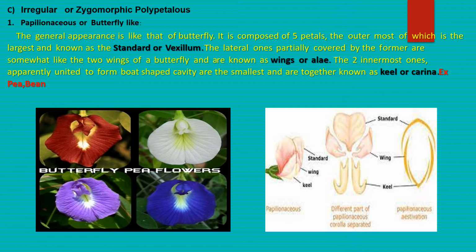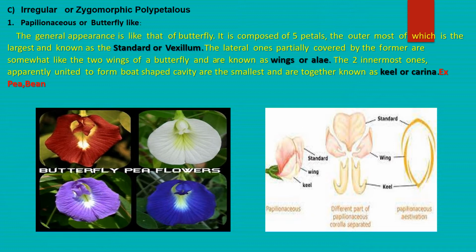It is composed of 5 petals, where the outermost of which is the largest and is known as standard or vexillum. The lateral ones, partially covered by the former, are somewhat like the two wings of a butterfly and are known as wings or alae. The two innermost ones, apparently united to form a boat-like cavity, are the smallest and are together known as keel or carina.